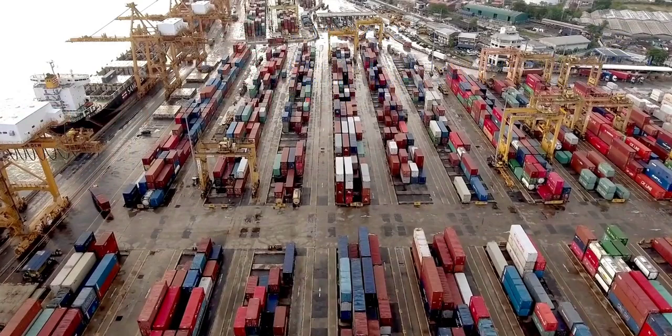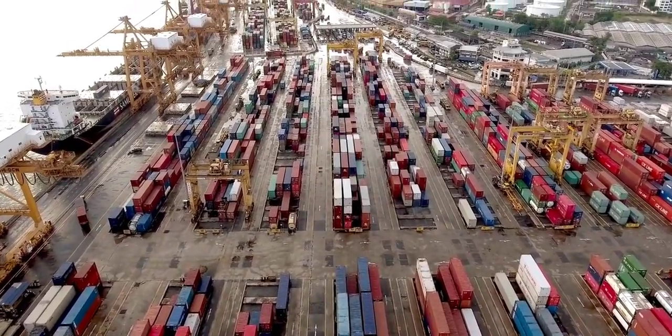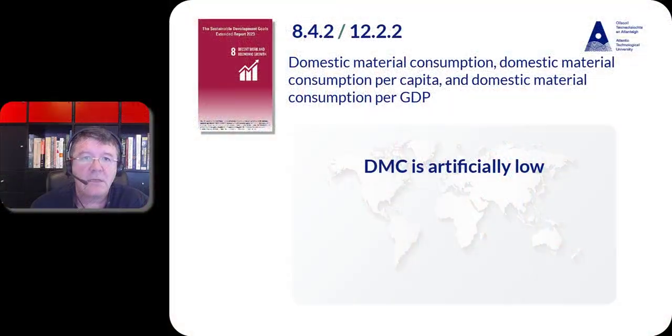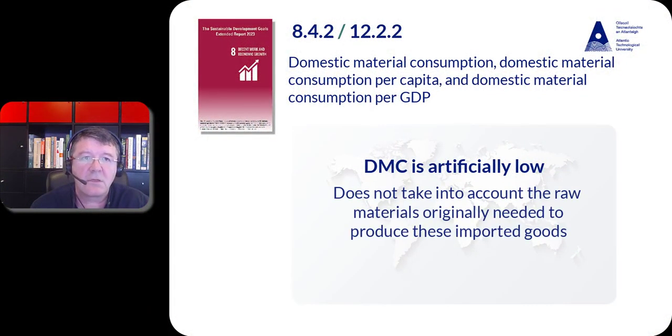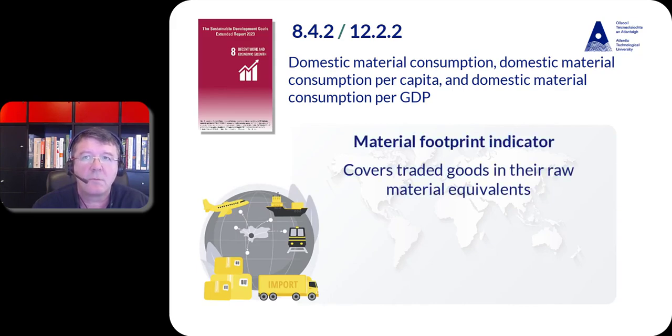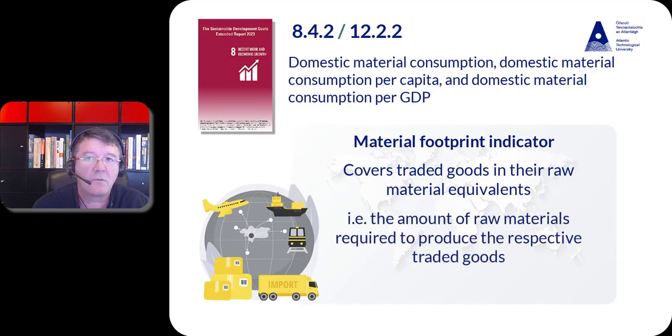At the same time, when an economy is not oriented towards the domestic extraction of natural resources but mainly imports goods, the DMC is artificially low, as it does not take into account the raw materials originally needed to produce these imported goods. To get a more complete picture of the actual material consumption, it is recommended to use a material footprint indicator that covers traded goods in their raw material equivalents, i.e. the amount of raw materials required to produce the respective traded goods.